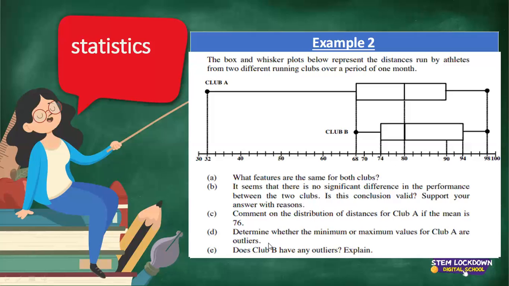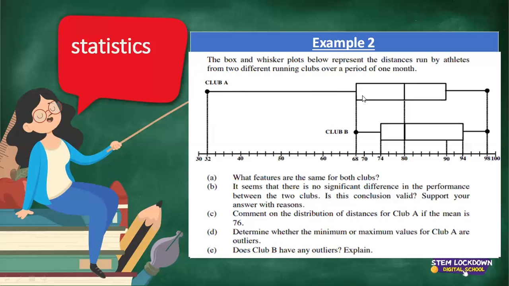Then question B says determine whether the minimum or maximum value for Club A are outliers. We can say the minimum value for Club A is an outlier, but the maximum value is not an outlier. So you only have one outlier, which is the minimum value. What is an outlier? An outlier is a number or data that is too big or too small compared to the rest of the data.